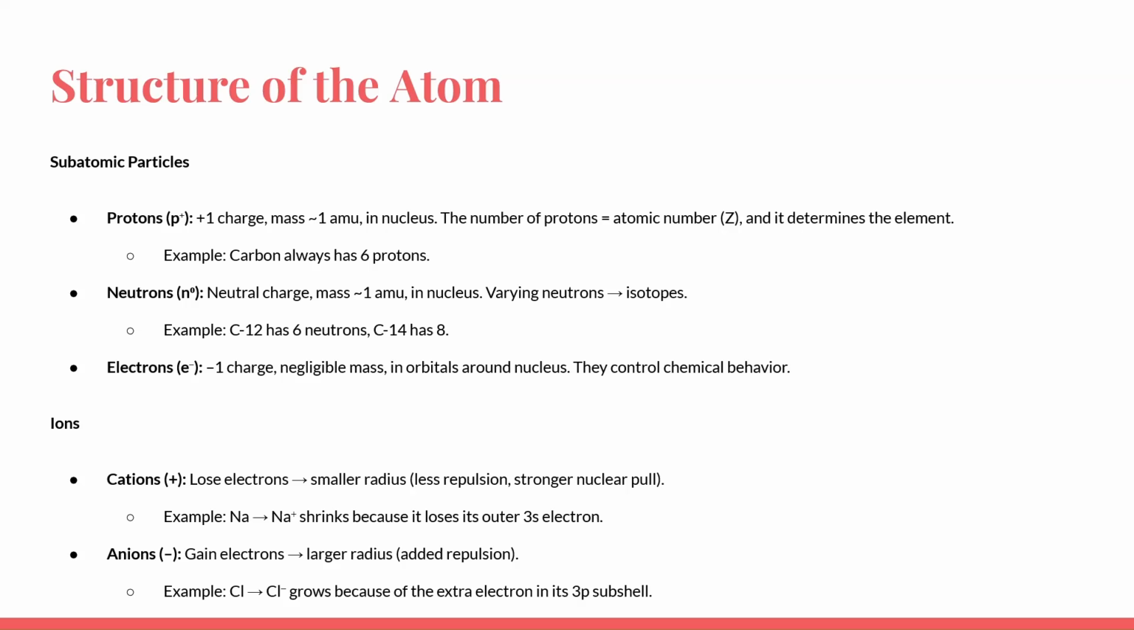Anions gain electrons, have a larger radius, added repulsion. Example, Cl to Cl negative grows because of the extra electron in its 3p subshell. So when you gain an electron, there's more repulsion in between each electron, and so the radius grows.